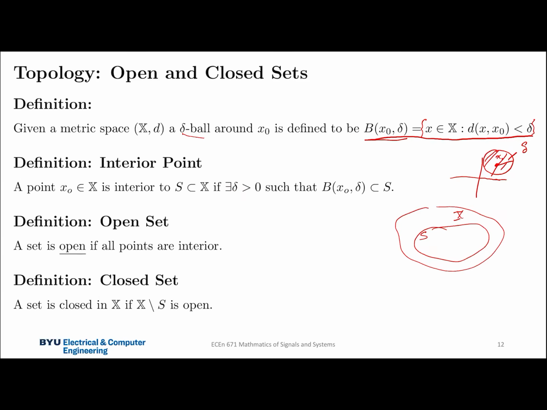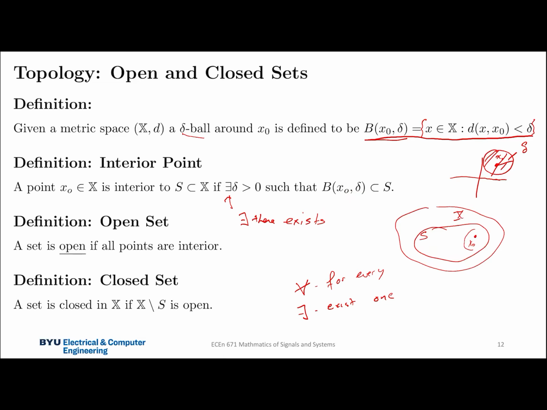Now here's another notation that we need to define. This symbol here is there exists. There's kind of these two: for every, this is for every element of x, and then there exists one. In other words, there exists a delta greater than 0, such that the delta ball around x naught is in S. So we say that x naught is an interior point.